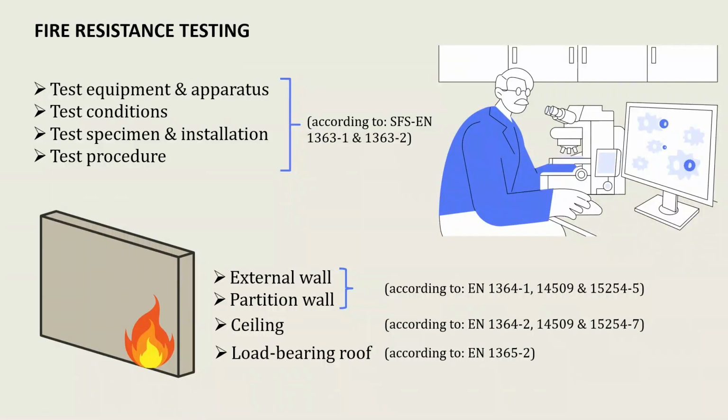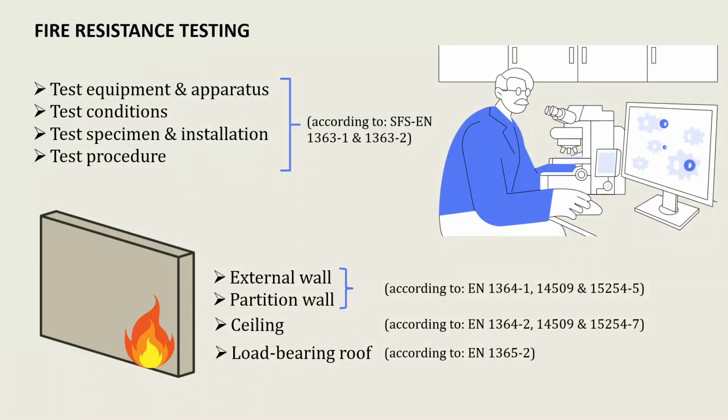There are four main types of sandwich panel structures that are tested for fire resistance performance: external walls, partition walls, ceilings, and load-bearing roofs. External wall panels are tested to ensure they can withstand fire exposure from both sides, maintaining their integrity and insulation properties to prevent fire spread and protect the building's exterior.